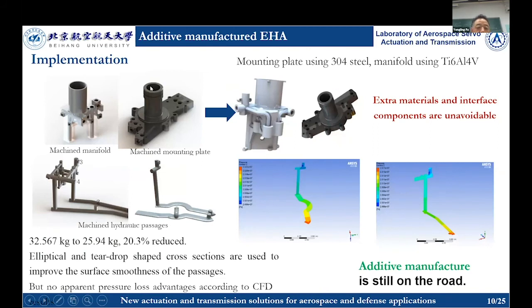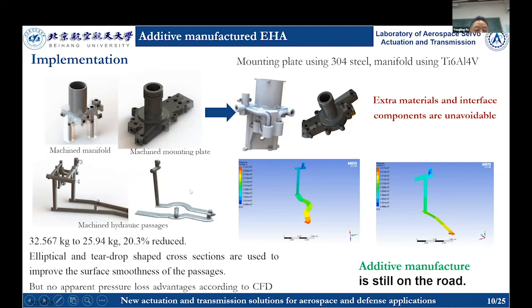In EHA, the manifold and the mounting plate are made by the traditional machining method. This method must use pipes to connect each other in this way. And using additive manufacturing, we can realize the pipe like this. We can reduce many of these connection passages. And the manifold using the additive method, we could get this, and the mounting plate like this. We could reduce the weight by 20%.